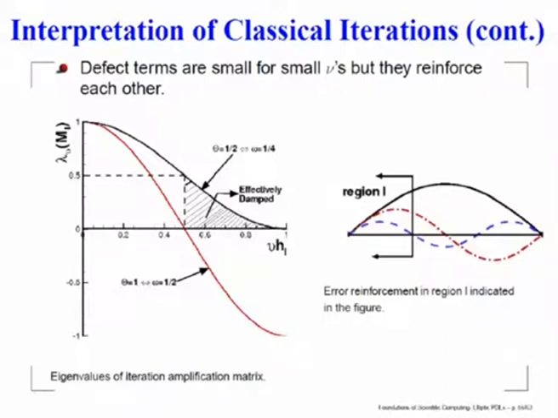So even though we are talking about a linear problem, where I would legitimately demand that I could superpose the solution, unfortunately the error shows that its spatial distribution changes because of this kind of a property. Okay, so error reinforcement in region 1 is very much a possibility.